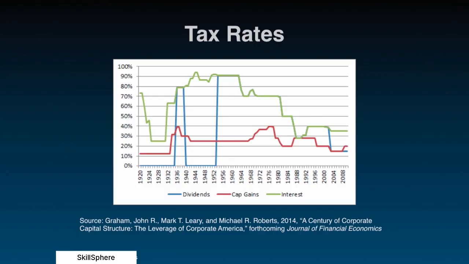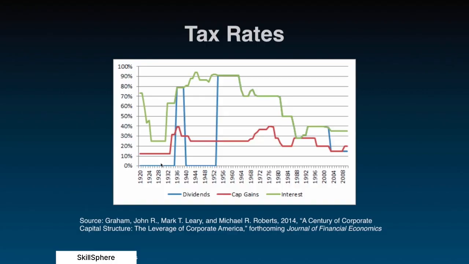So I want to start with a little bit of motivation. I know we don't have a lot of time, but it's worth mentioning a few things. This is a picture of the top statutory tax rate on different sources of income, in particular dividends, which is the blue line, capital gains, which is the red line, and interest income, which is the green line. And I don't want to make too much of this picture, but I just want to emphasize a couple of things. First, you should see that the tax rates are moving all over the place. There's an enormous amount of variation in taxes over time, number one.